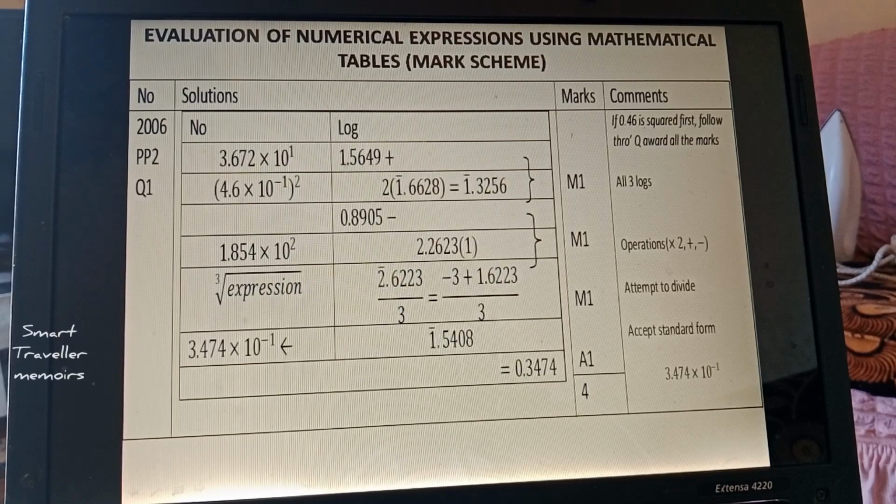So this is the way it was marked. You can see 2006, paper 2, question 1, where you have number, solution, marks, and comments. So you have a number, express the number in standard form.